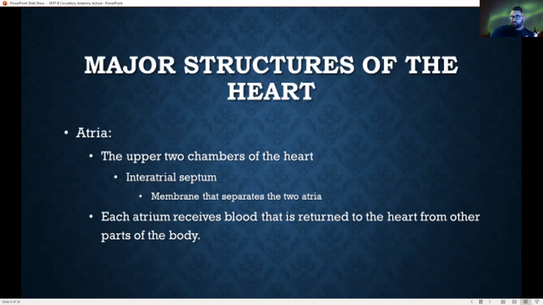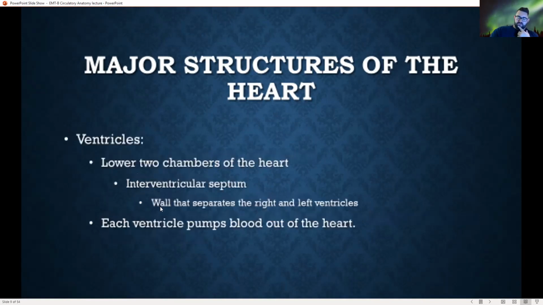Each atrium receives blood from where? All other parts of the body. Blood, after it's been out and about doing its thing, oxygenating tissues, will return back to the right side of the heart. Ventricles are my big boys. They are the lower 2 chambers of the heart. And the intraventricular septum is the wall that separates the right from the left ventricle.